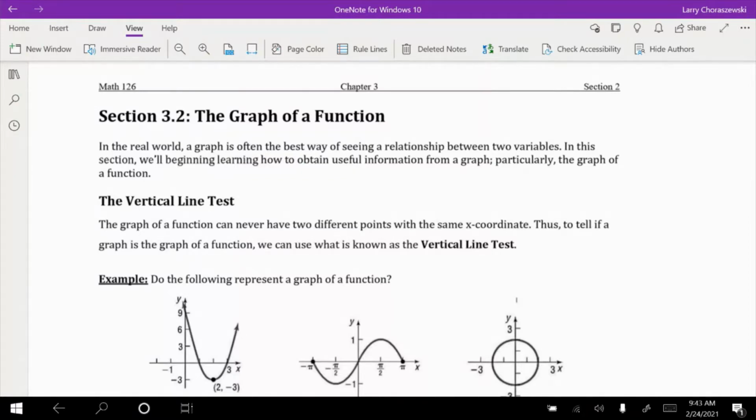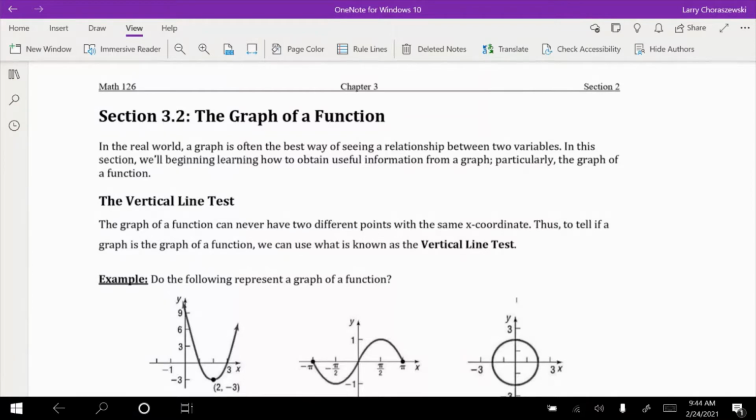We had a little preview of a couple of the skills that we want to address within it, specifically the vertical line test, and also some sense of how we would use a graph of a function to find the function's domain and range.